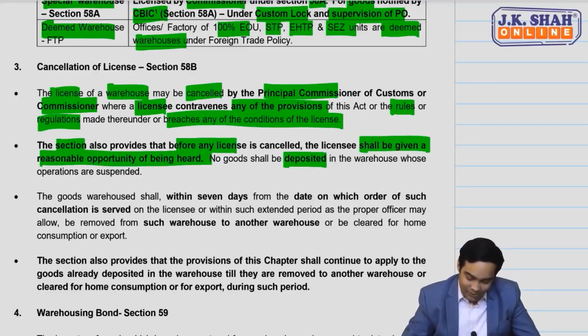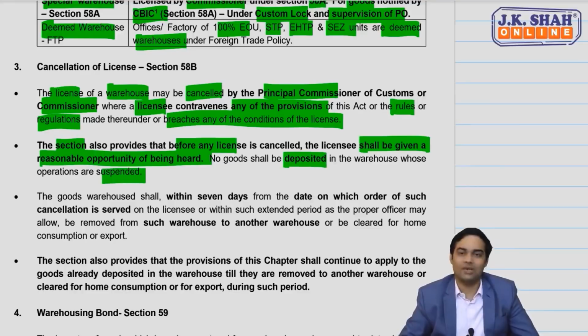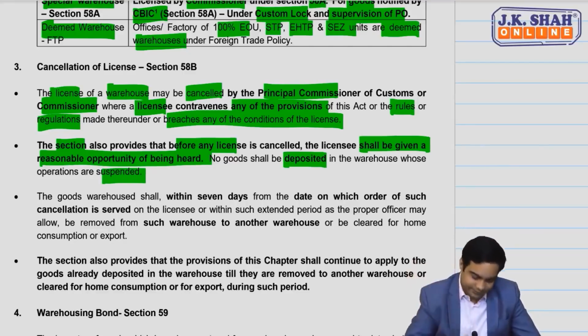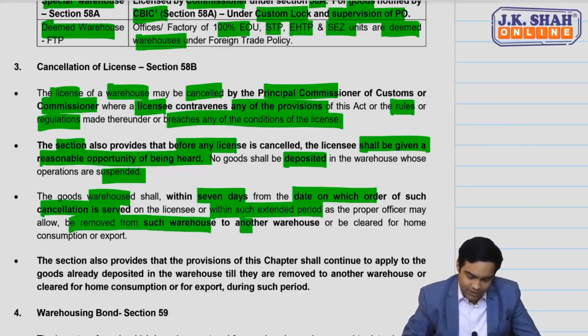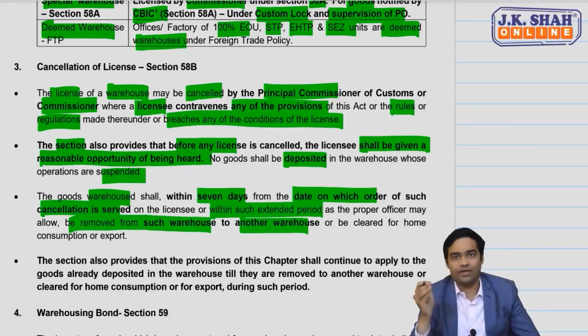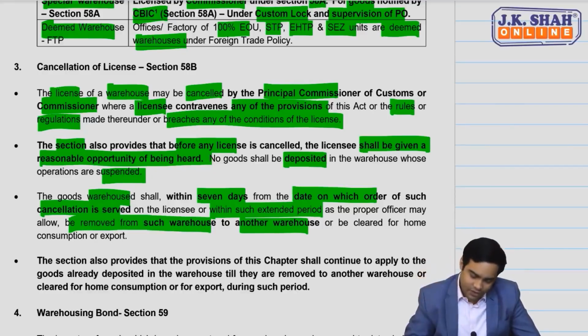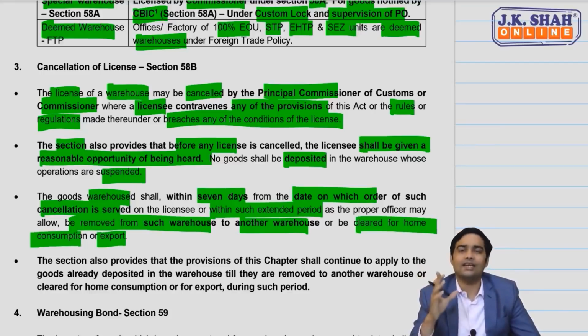No goods shall be deposited in a warehouse whose operation is suspended. See, it is saying no new goods should be deposited. Whatever is there, that has to be transferred. Until it is there, it will still be regarded as part of warehouse. The goods warehoused shall within 7 days from the date on which order of such cancellation is served or within extended period be removed from such warehouse to another warehouse. So you can remove it within 7 days or an extended period, or clear it for home consumption or export. These are the three basic routes.